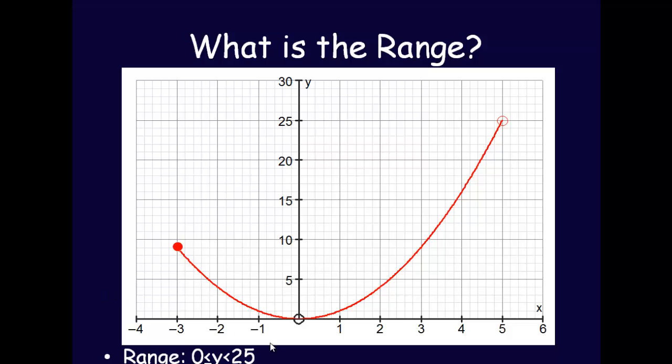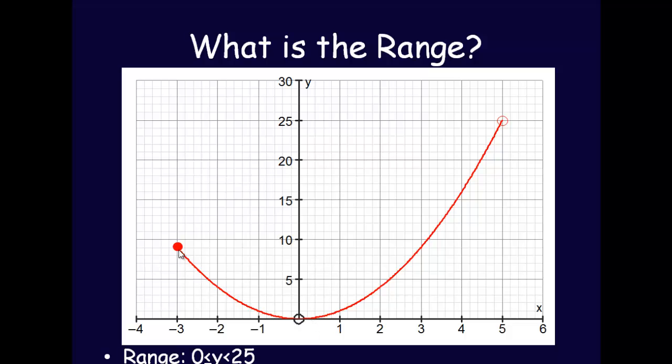Have a good look at this one. We've got the range here between 0 and 25. Don't be fooled by looking at the x's like we were doing before. We're interested now in the lowest y value and the highest y value. Now that's an open circle, so that means it can't equal 25, but actually this point here, that's just the origin. A little bit confusing.